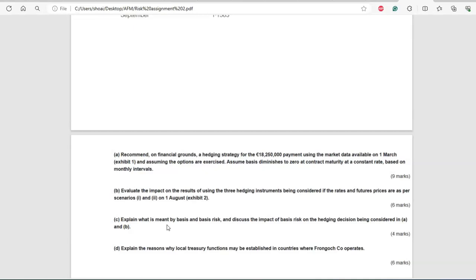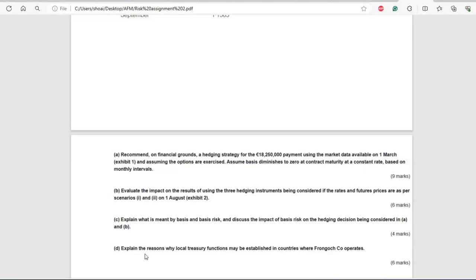Then you will explain that in scenario number 1, spot has moved exactly in the direction of the future. So there is no basis risk. But in scenario number 2, spot has not moved exactly in the same direction. So there is a basis risk in scenario number 2. That you will explain in part C.